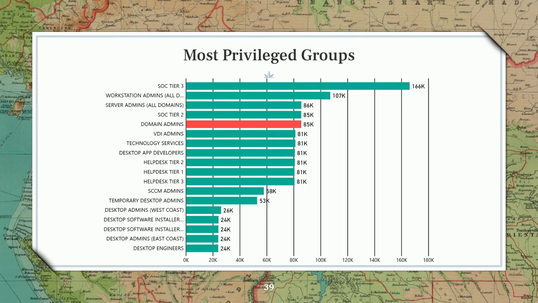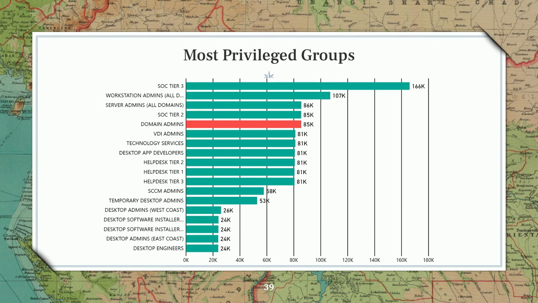The domain admins group is barely even in the top five of the most privileged AD groups. Sometimes it's not even in the top 10. So Sean Metcalf has a fantastic blog post about how domain admin is just the tip of the iceberg, and we should be going far beyond domain admin. But still, DA is like the most obvious target.